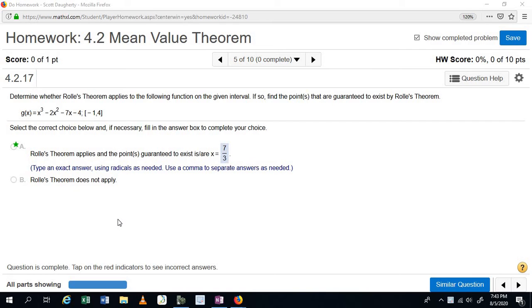Hello again. In this video, I'm going to go over this homework problem from 4.2. So I'm just going to read through it and show you how to work it out. It says, determine whether Rolle's theorem applies to the following function on the given interval. If so, find the point or points that are guaranteed to exist by Rolle's theorem. And of course, this is the function, and it's on this closed interval from -1 to 4. Okay, so let me show you how to do this.